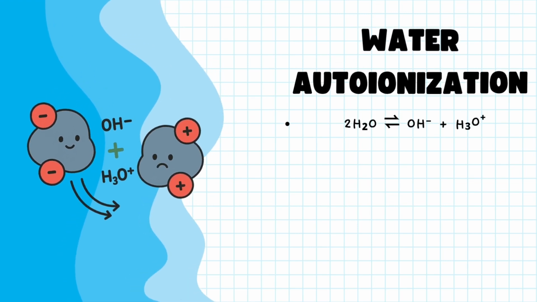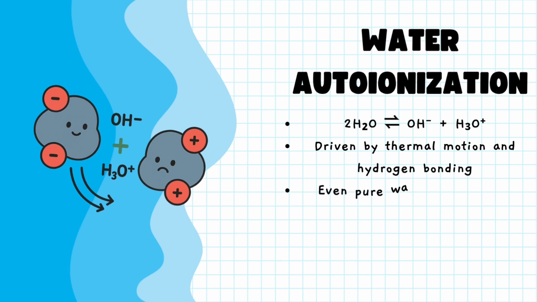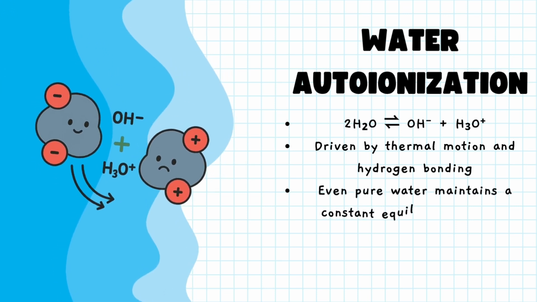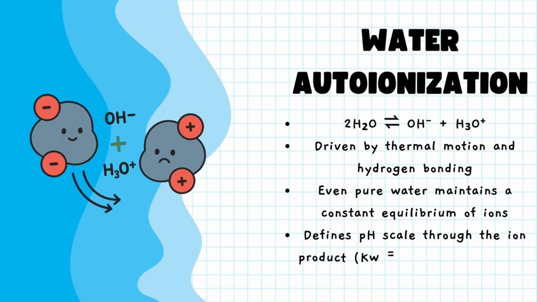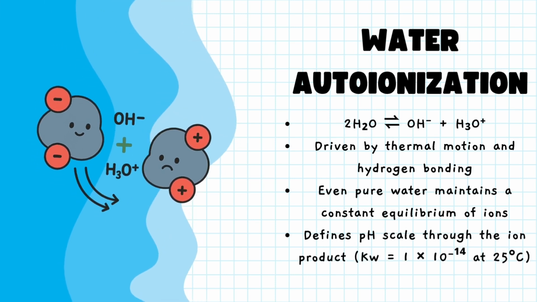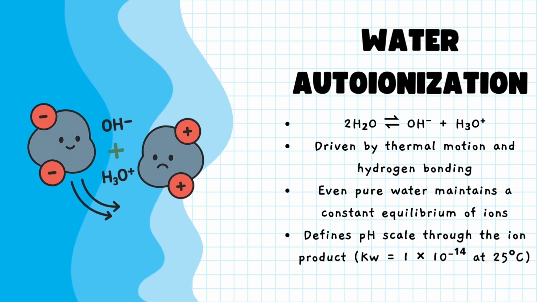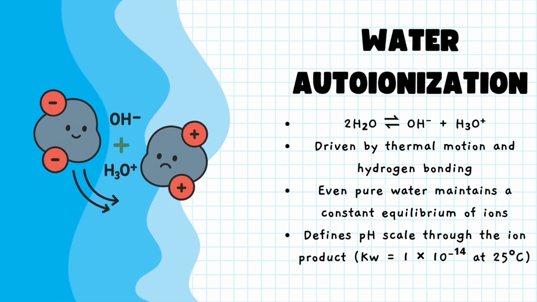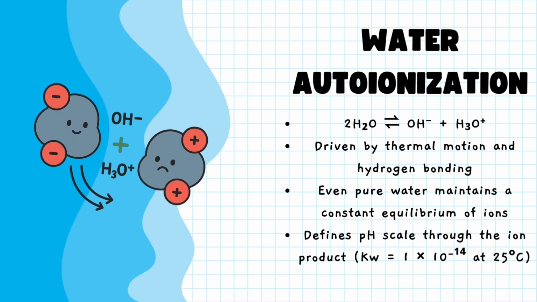One of the most fascinating aspects of water is its ability to ionize itself, a process called autoionization. Here's the equation below. This equilibrium, governed by the ion product constant of water, Kw equals 1 times 10 to the power of negative 14 at 25 degrees Celsius, forms the basis of the pH scale. Since free protons, H+, don't exist independently in aqueous environments, we reference the hydronium ion, H3O+.